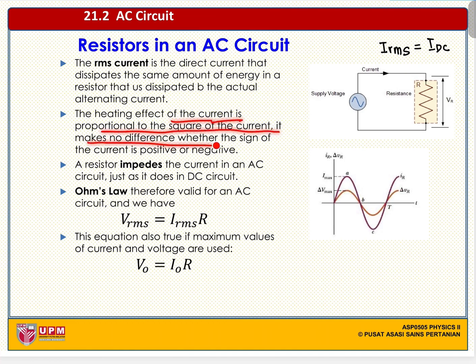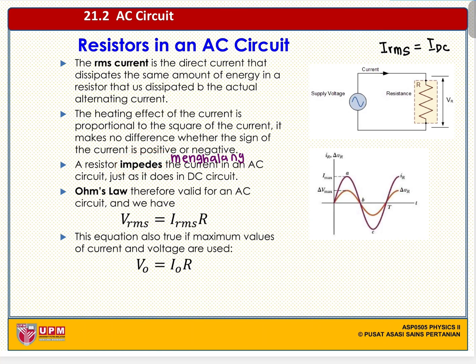It makes no difference whether the sign of the current is positive or negative. This is for the resistor. Impedance. What is impedance? Impedance means obstruction, it obstructs. So the resistor will obstruct the flow of current in an AC circuit, just the same as DC, it will obstruct. So you will always find this word impedance. Okay, impedance means obstruction.